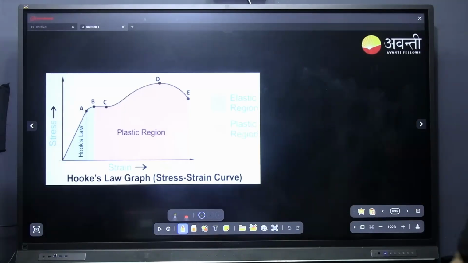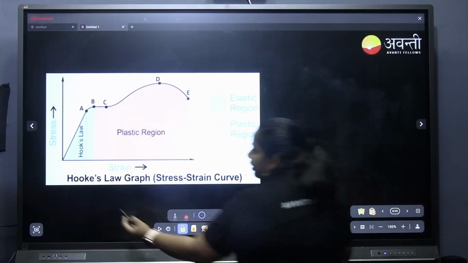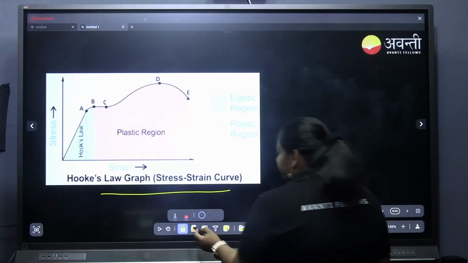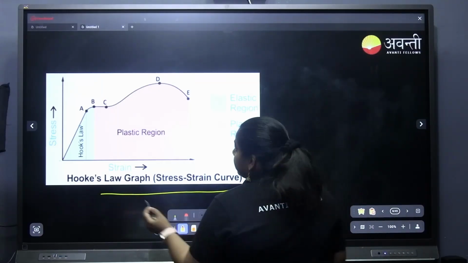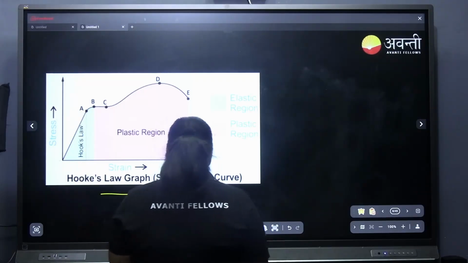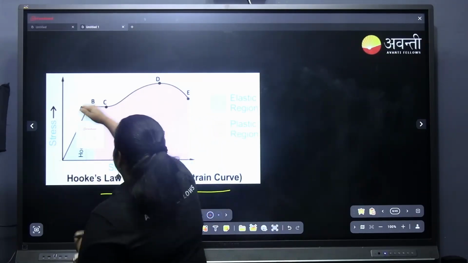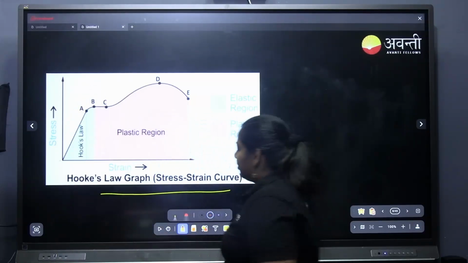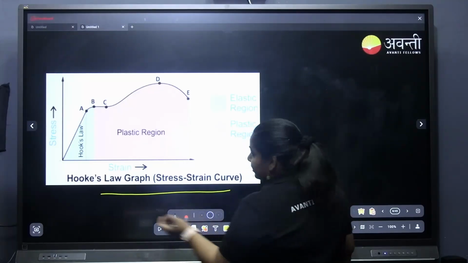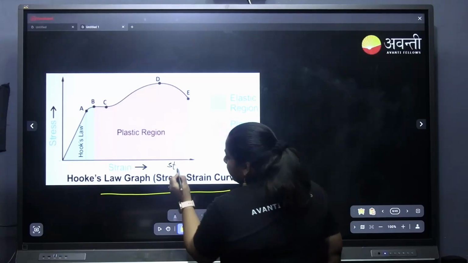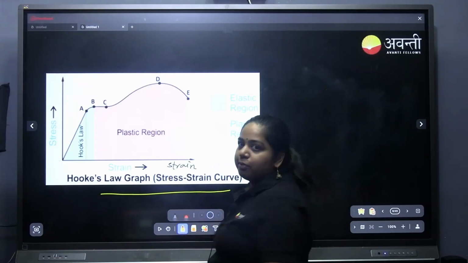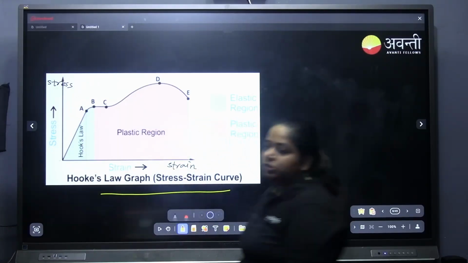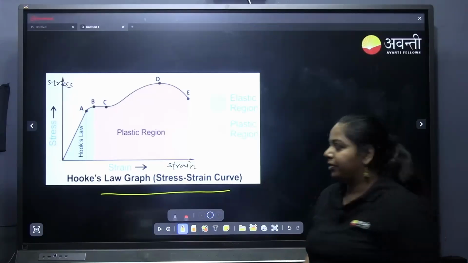Coming to next, this is Hooke's law graph. We will call it the stress strain curve. As you can see, on the x-axis we are plotting strain, on the y-axis we are plotting stress. So this is the stress versus strain curve.